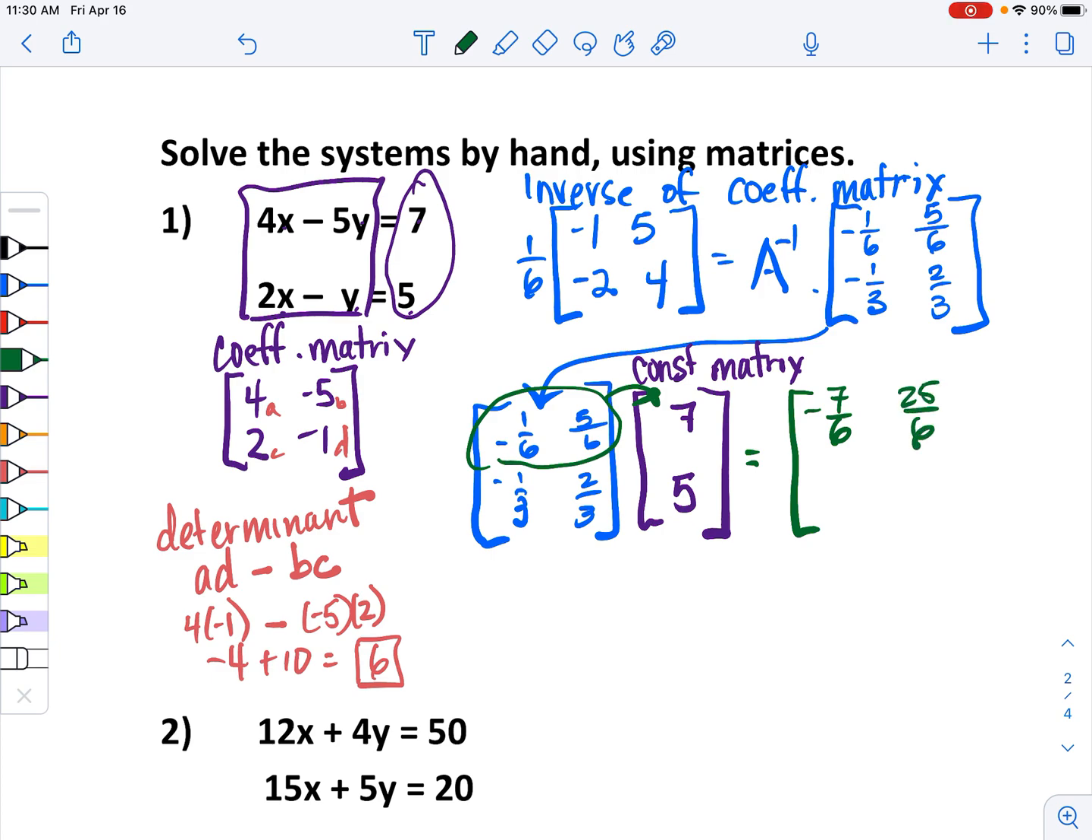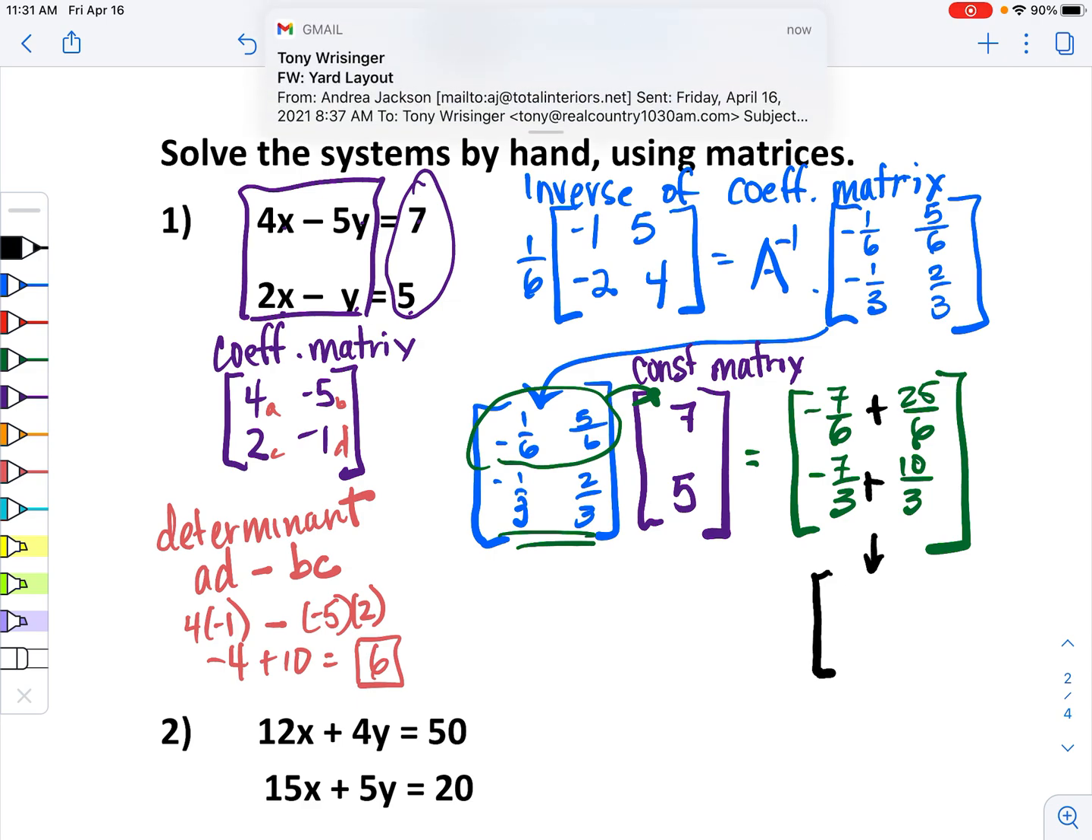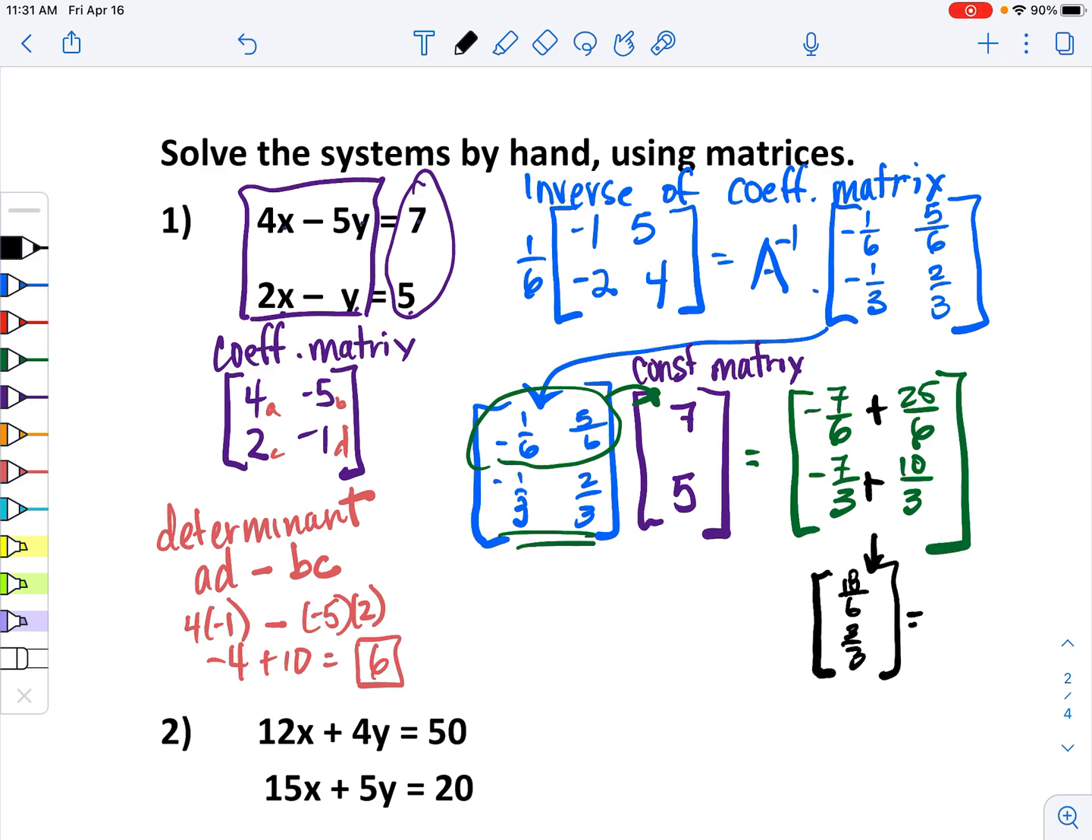And then I'm going to do the next row. -1/3 times 7 is -7/3. And 2/3 times 5 is 10/3. Now I'm going to add these. So -7/6 plus 25/6 is 18/6. -7 and 25 is 18. -7 plus 10 is 3. And that simplifies to 18 divided by 6 is 3. 3 divided by 3 is 1. So 3 is what is my x value, and 1 is my y value.